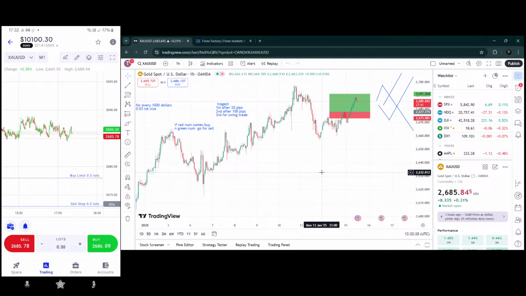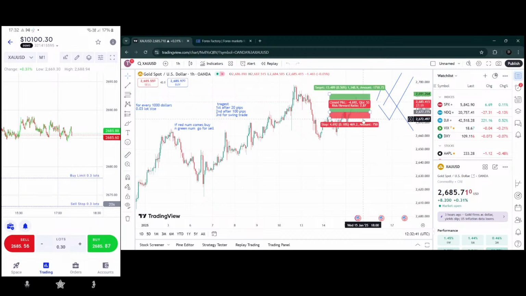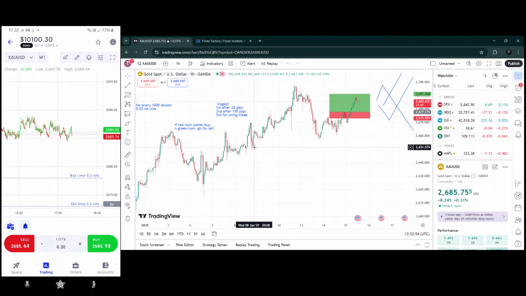So if market doesn't allow, I will take sell at 2700. And on the downside at 78, our entry is done as you can see on mobile, and on 73 our hedging point is. And the targets as you can see on screen, first is 20 pips, second is 100 pips, and third is for swing trade.